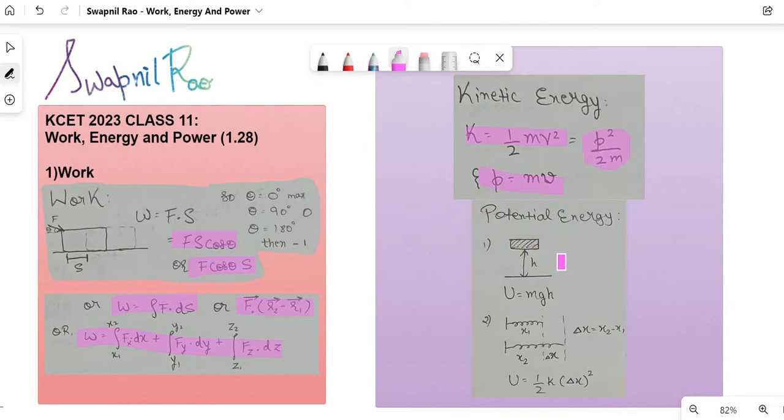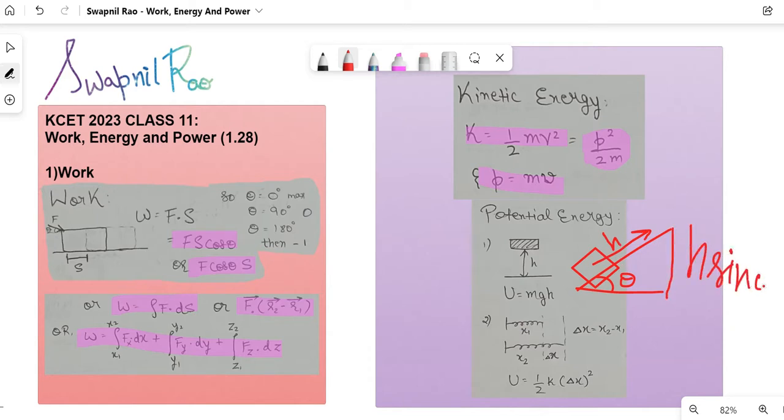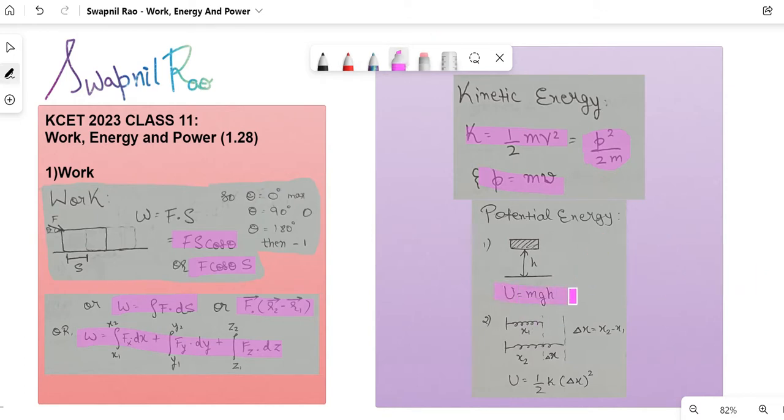So let's say an object is raised by a vertical height of h. What you have to know is in potential energy, it's always vertical height that has to be considered. So if an object is, let's say, raised along an inclined plane of angle theta, then it should not be mgh, the height which is raised, because it's not vertical height. Vertical height over here would always be h sine theta, right? So that's why the formula would be mg h sine theta. But in this case, h is vertical, so I've written that formula.